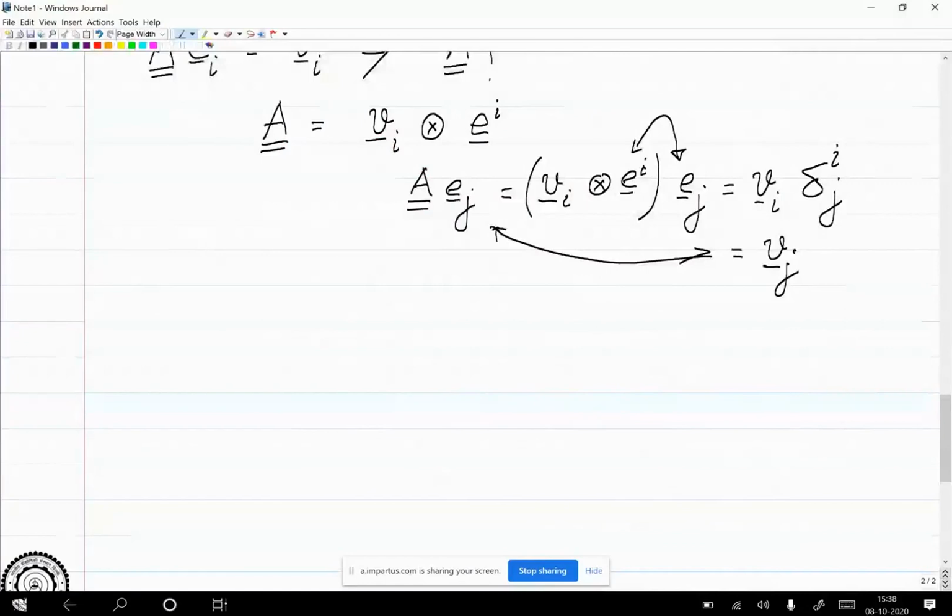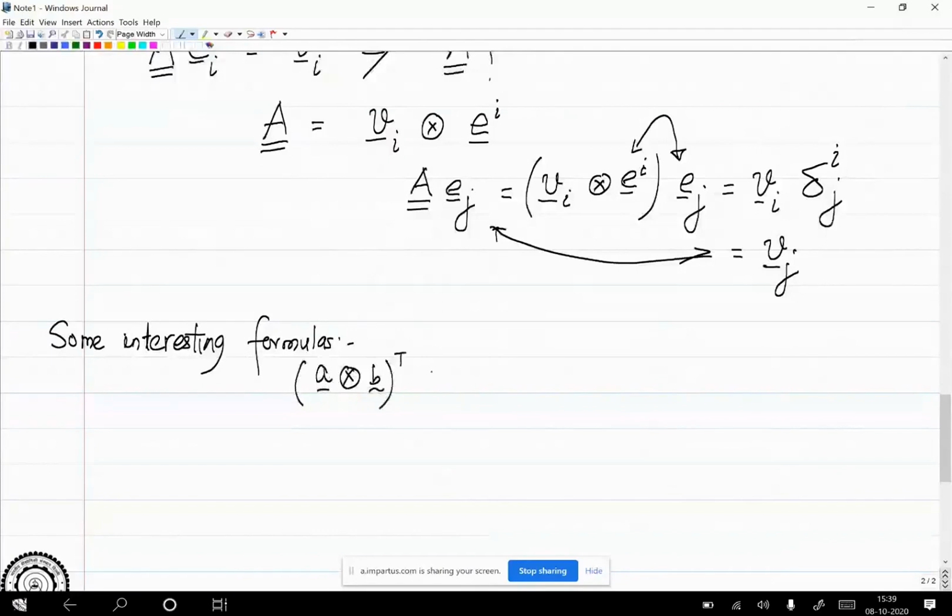Okay, before going there, I can just introduce some more interesting formulas. So the first one is that if you have a tensor A tensor product B and you want its transpose, then it is simply B tensor product A. Can you prove that this is going to be the case?